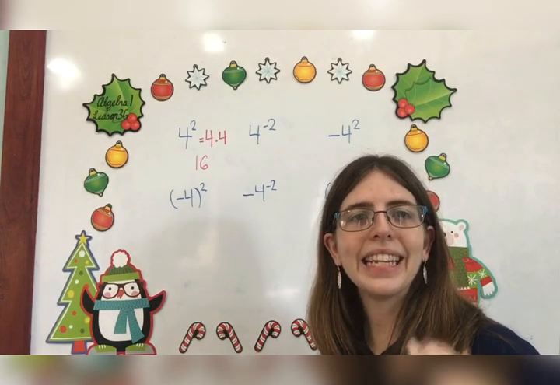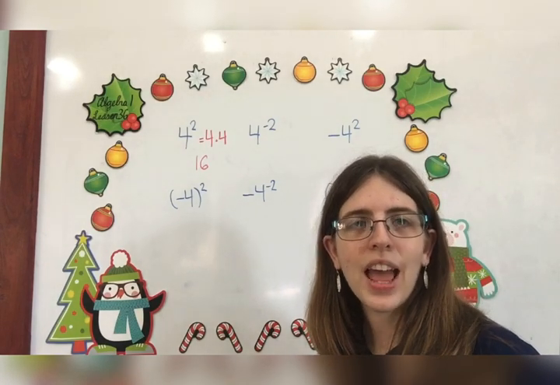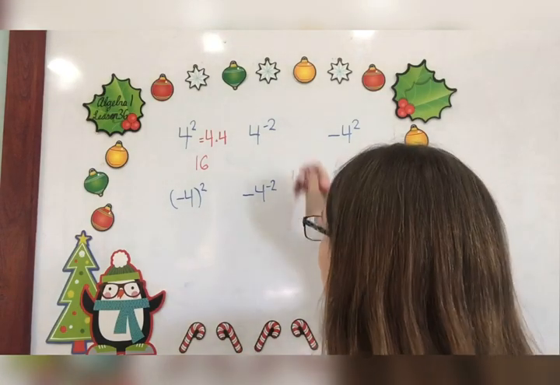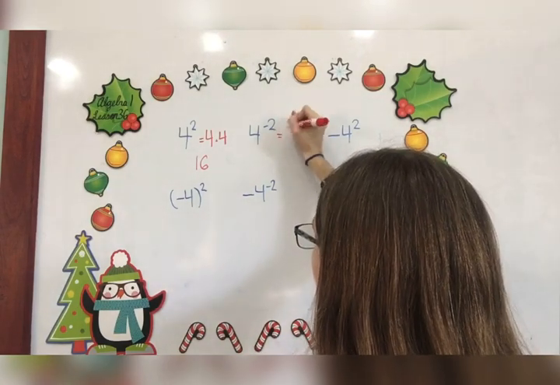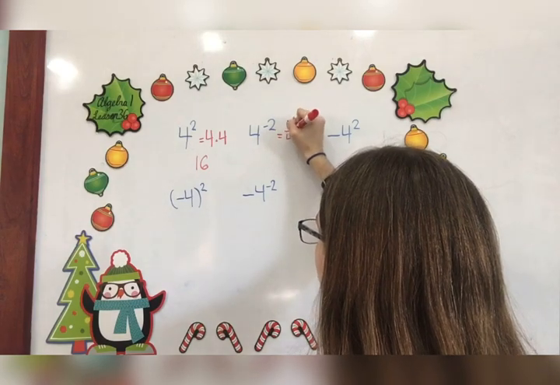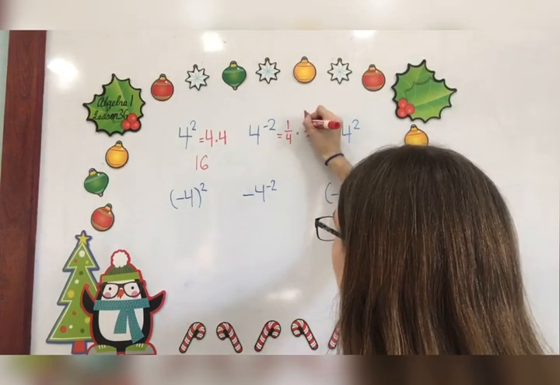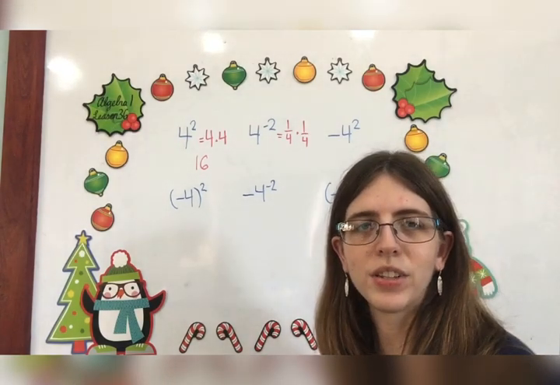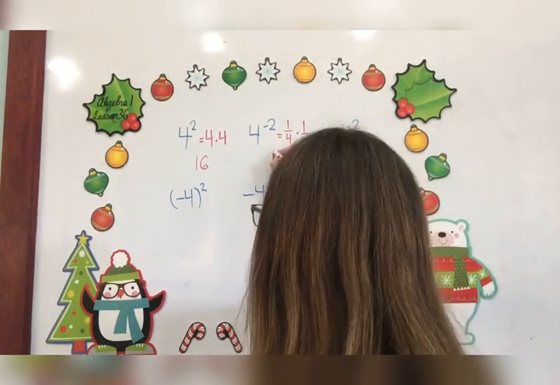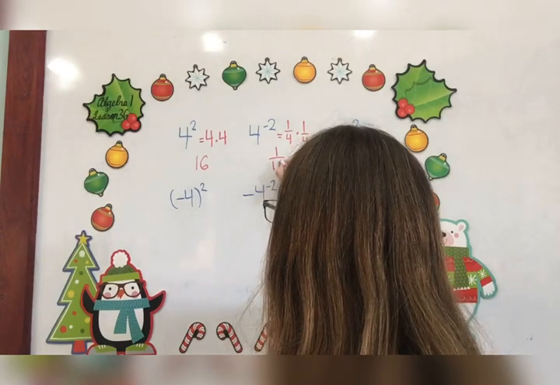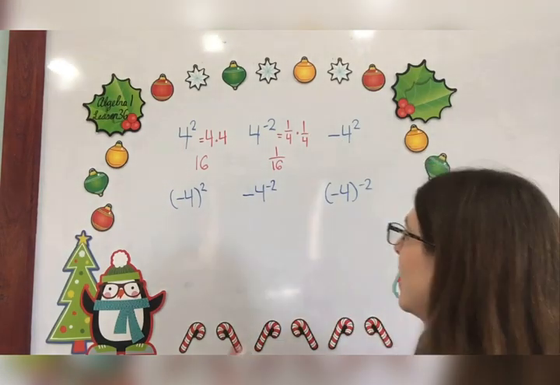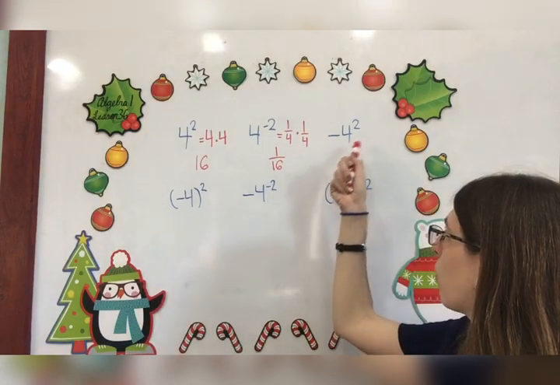Well, remember, anytime that you have a negative exponent, that means you need to square the reciprocal. So I'm doing the reciprocal of 4, which is 1/4. So this means 1/4 times 1/4. So 1 times 1 is 1, and 4 times 4 is 16. So that would be 1/16. Okay?